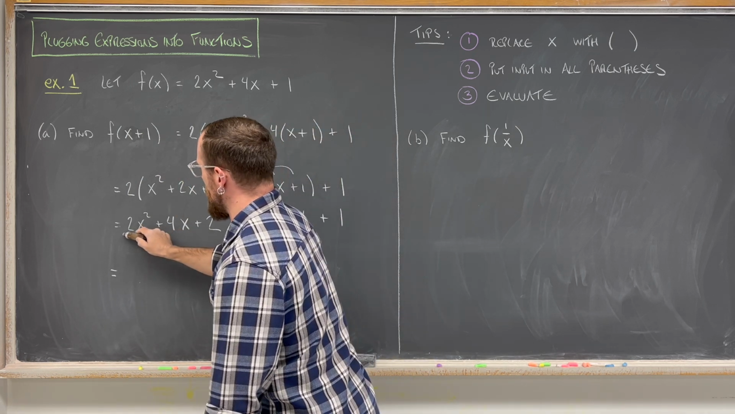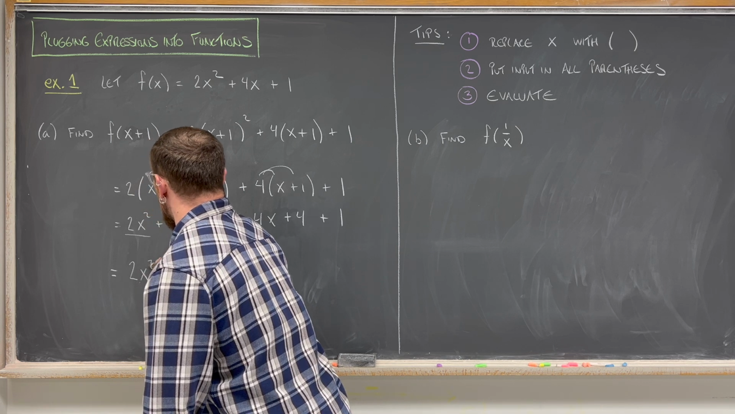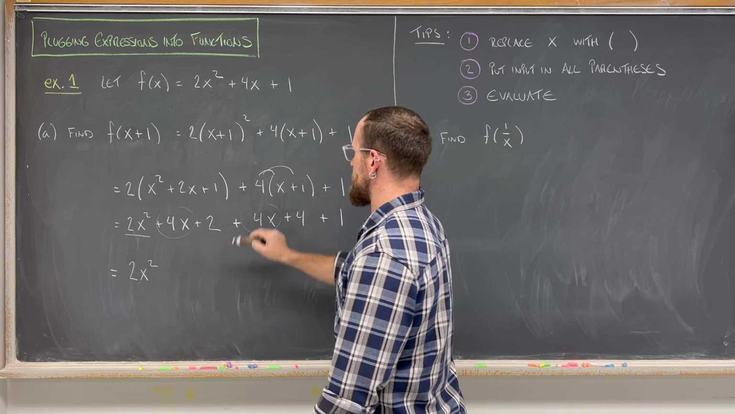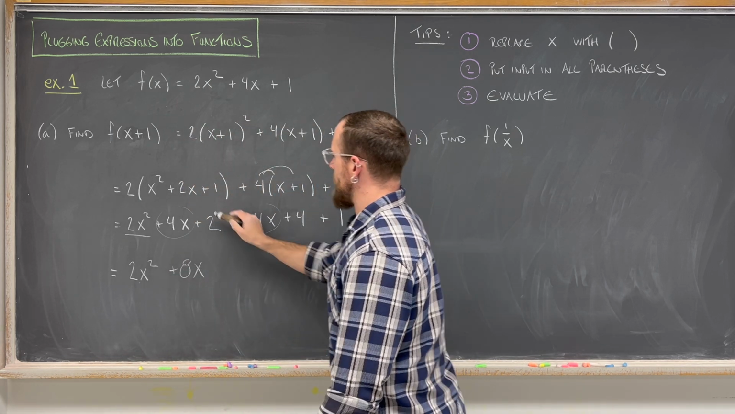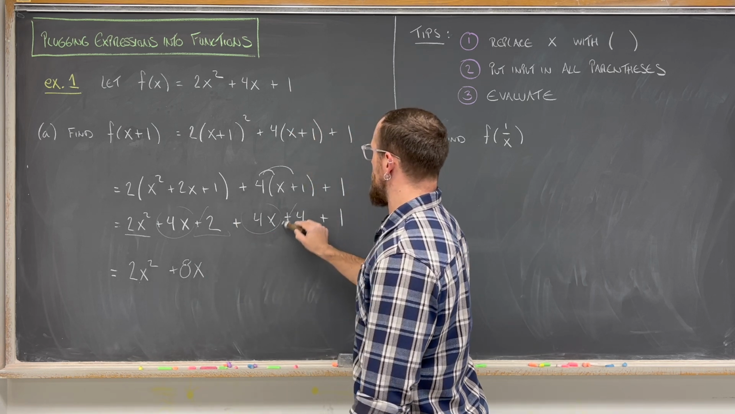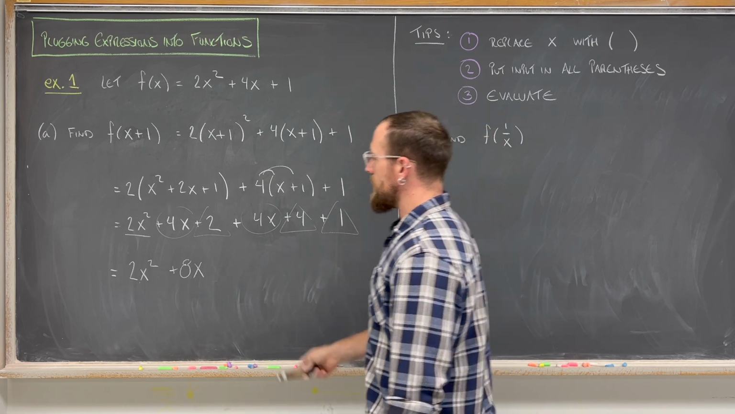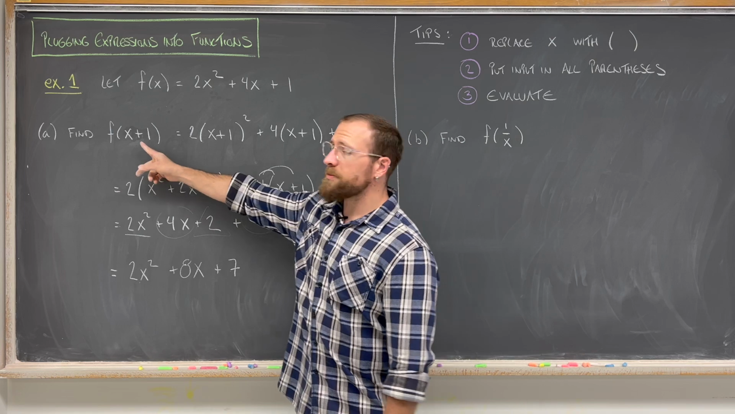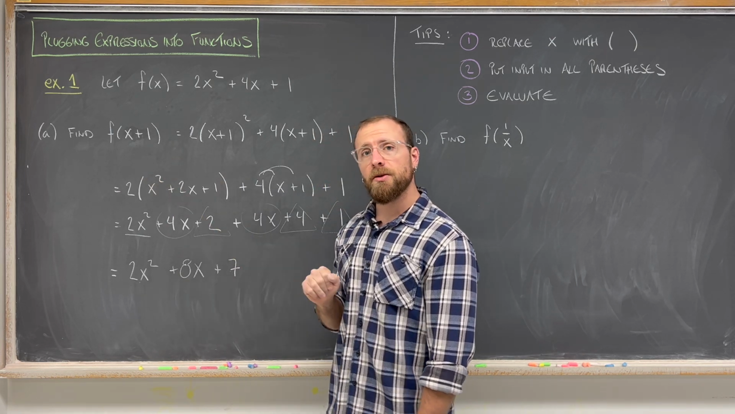And lastly, I'm just going to combine my similar terms. I see only one x squared term, so I get 2x squared. I have a 4x here and a 4x here. That's 8x. And I have a 2 here. That's a constant term. Another constant of 2 here. That's 4 so far. Plus 1 makes 5. So plus 5. Okay? So what is f of x plus 1? It's 2x squared plus 8x plus 5. This is how you do it.